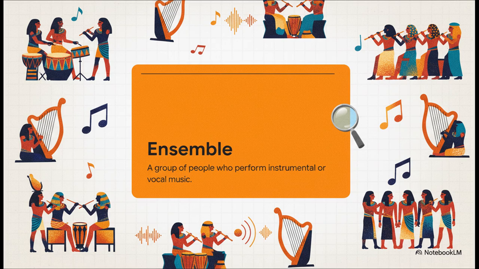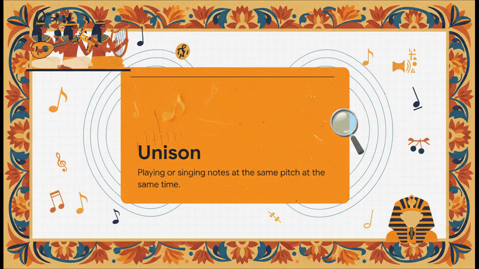Now, music is rarely made by just one person, right? It's usually a team sport, and that's where an ensemble comes in. It's really just a word for a group of musicians all performing together, whether that's a couple of drummers or a whole orchestra. And you know what sounds incredibly powerful? It's when everyone in that ensemble plays or sings the exact same melody at the exact same time. That's called playing in unison. It creates this one huge, unified, and really strong sound.